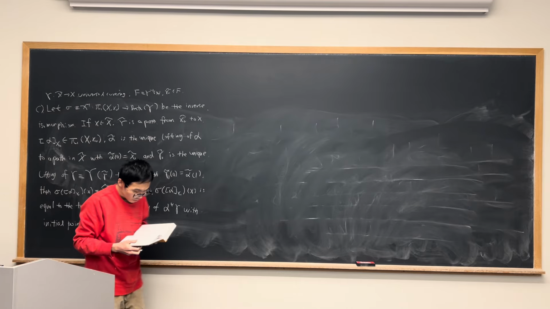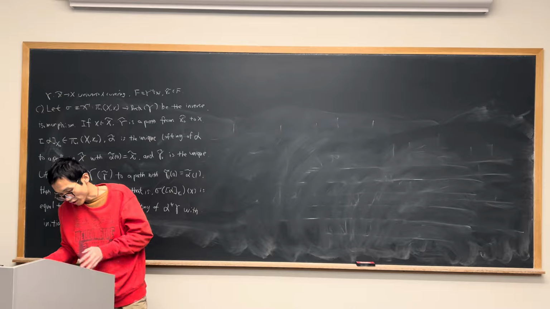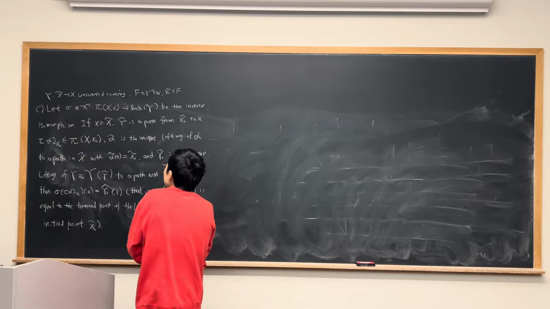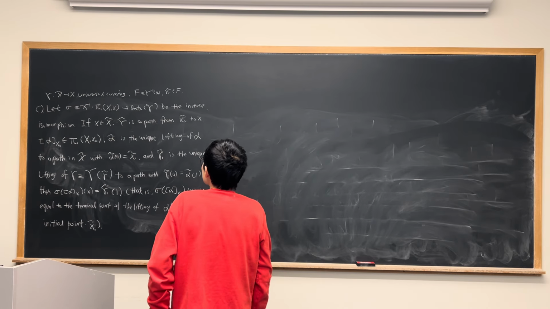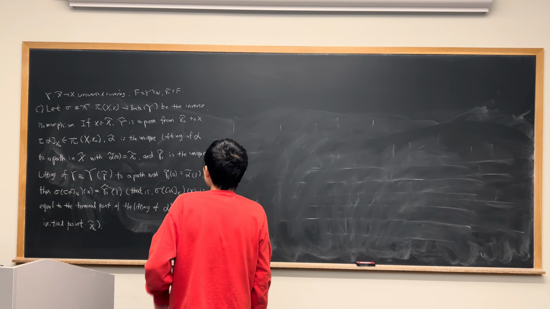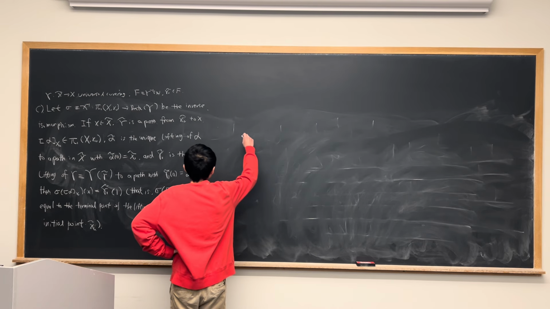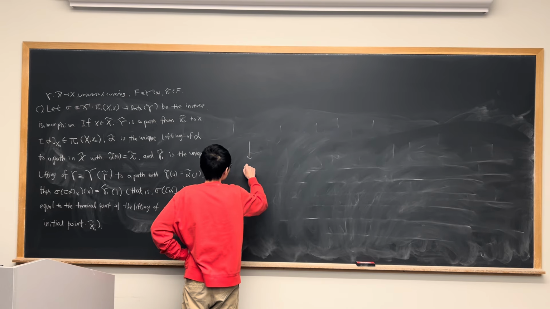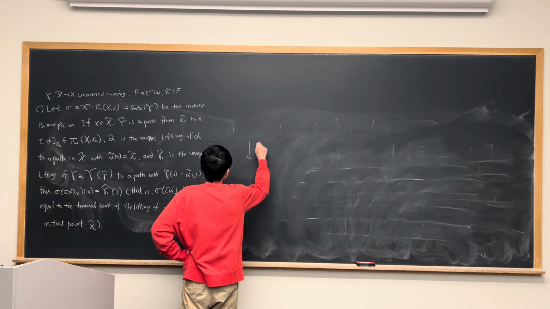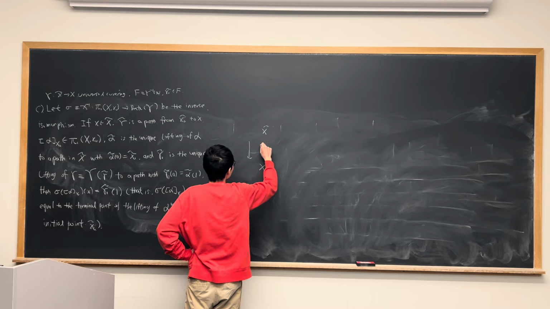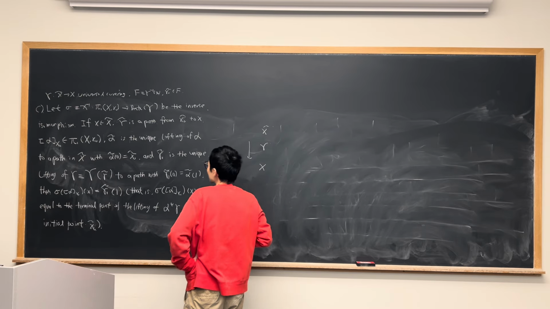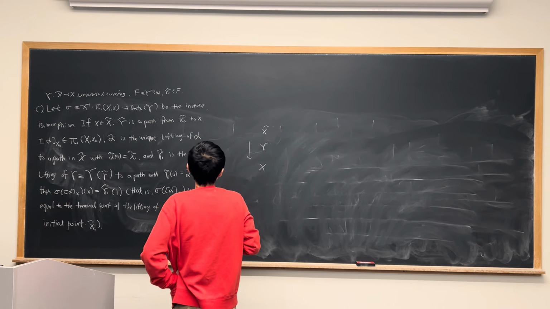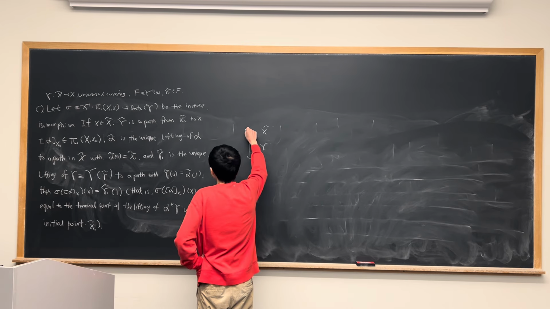Okay, so let me draw a picture here. Okay, so here you fix a point. So let me draw the lifting. Okay, so this is the space x, and then you have the space x tilde. This is the projection gamma, and then big gamma. Okay, and then you pick a point x in this x tilde.